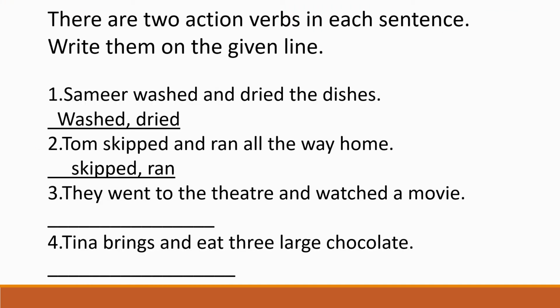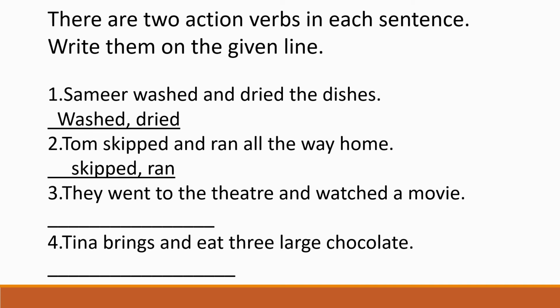Now, student, let's see this one. There are two action verbs in each sentence. Write them on the given line. So, the first sentence is Samir washed and dried the dishes. So, student, tell me which is the action word over here? Correct, student. Washed and dried are action words. Now let's see the next one. Tom skipped and ran all the way home. So student, now tell me which is the action word over here? Yes. Correct, student. Skipped and ran. Very good. So now the rest you have to do on your own. Have you understood, student?